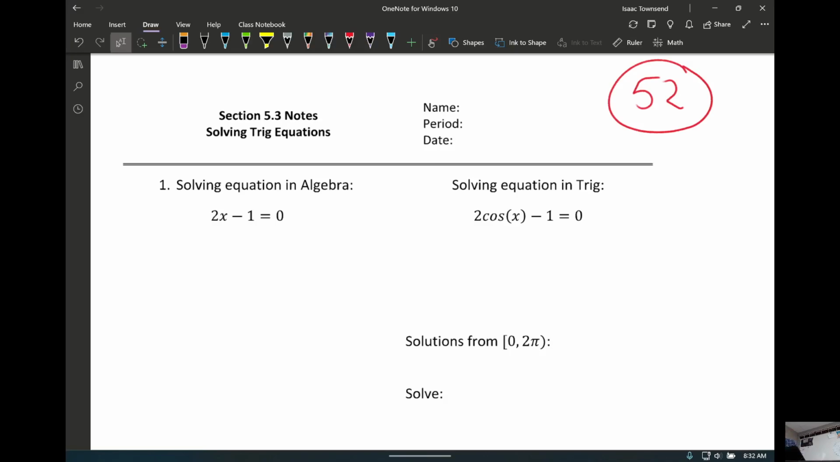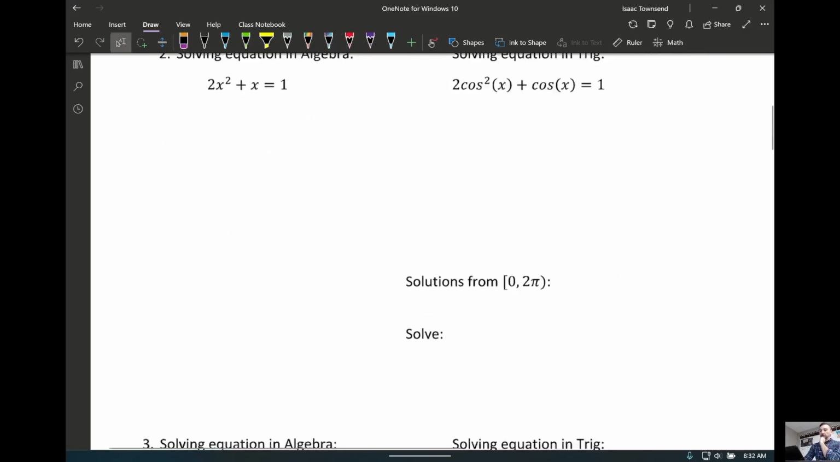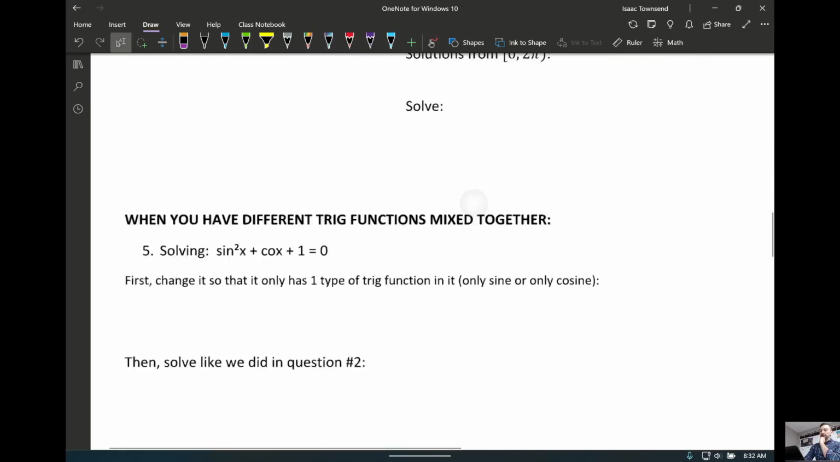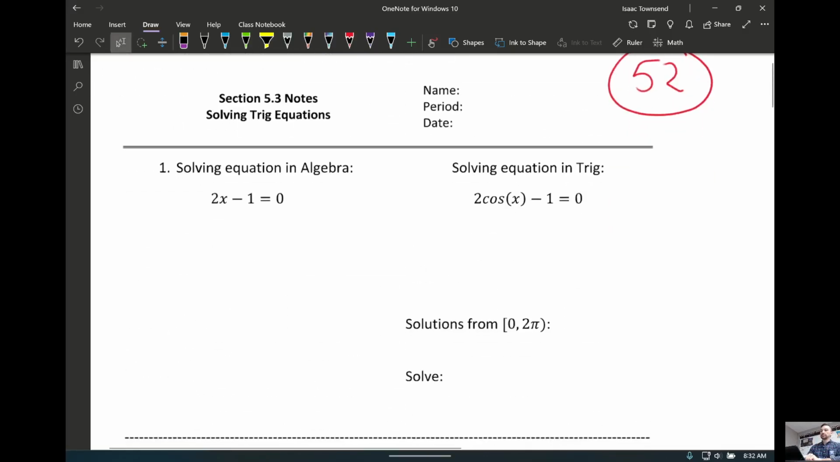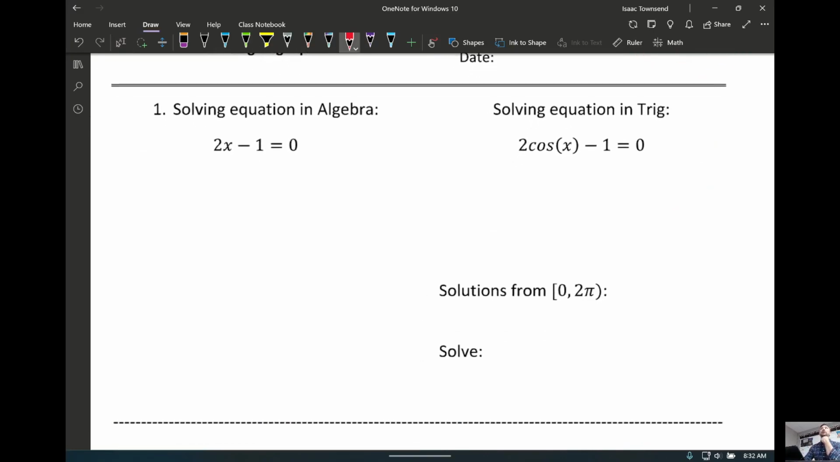Well, the good news is the first half of this lesson doesn't take too much for you to understand, because it's not much different than what you did in algebra. So questions 1, 2, 3, and 4, we'll look at how you would solve these things in algebra and then what the difference is in trig. And really there's only one extra step in trig.